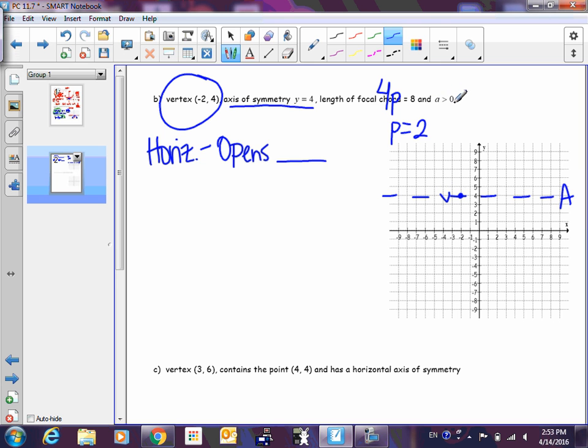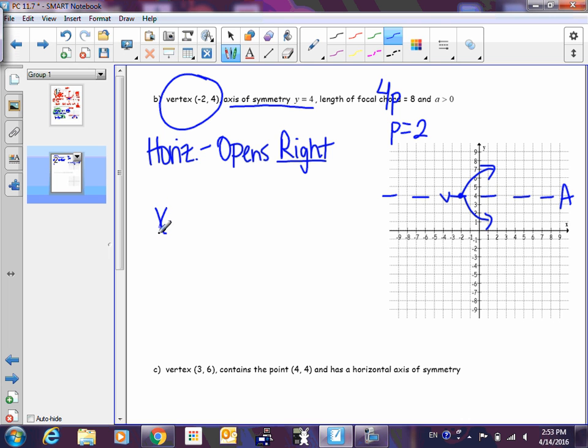This says that A is positive, so I now do know which direction this opens. Which way? Right. This is horizontal. If A was positive, we open to the right. And again, this is just a sketch to help you.